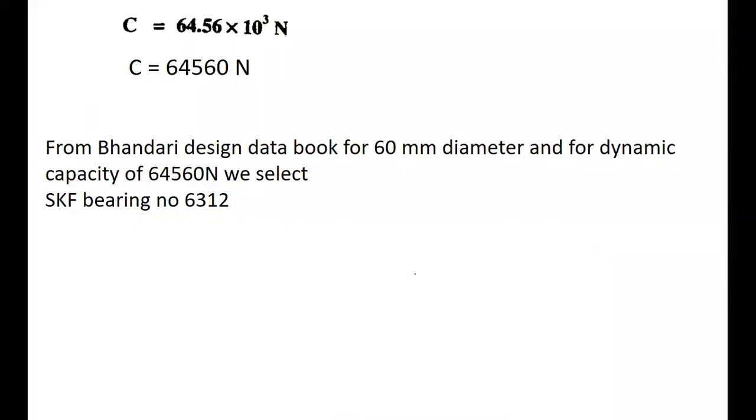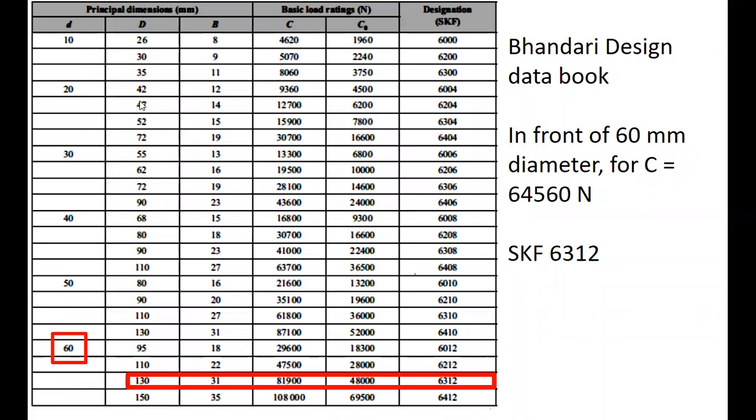How is that done? That also we have done for you here. We will go for the table in Bhandari design data book of deep groove ball bearing. The table looks like this. We will go for 60 mm shaft because that's what is given in our numerical. We found out C as 64560. So in 60 mm, there is nothing like 64560 Newton, right?